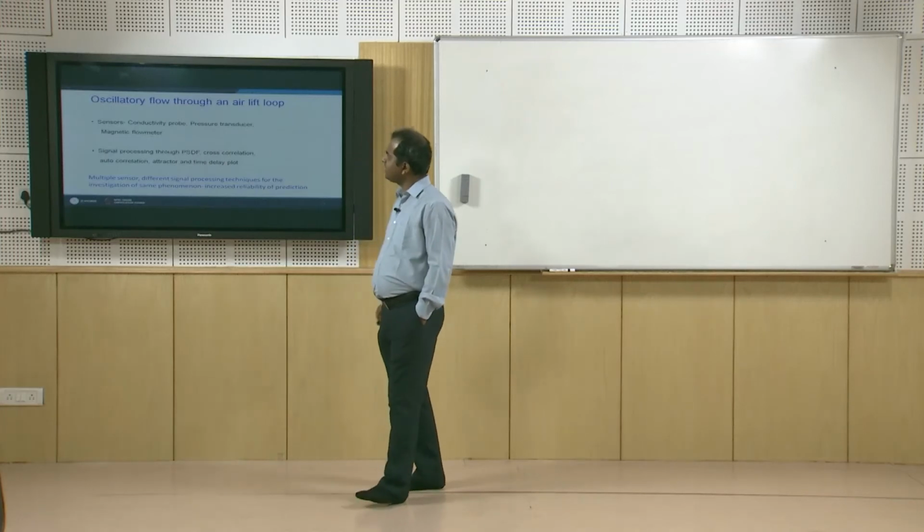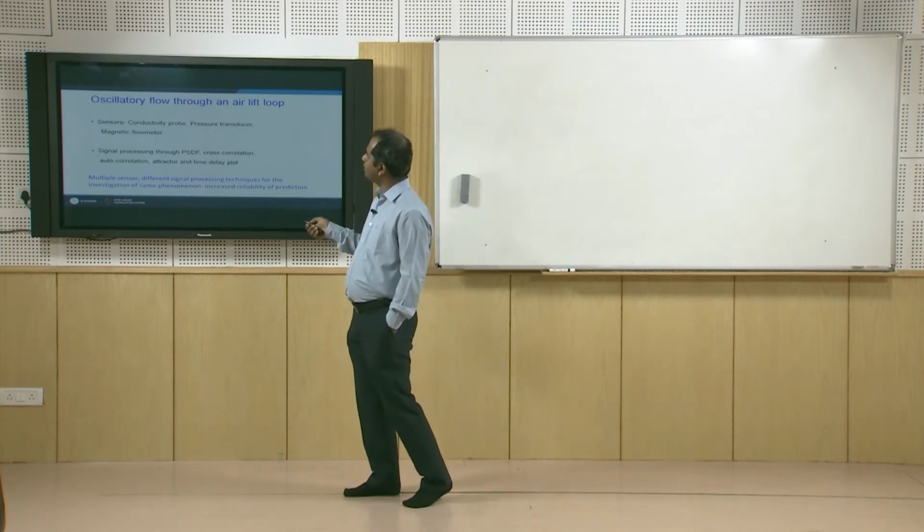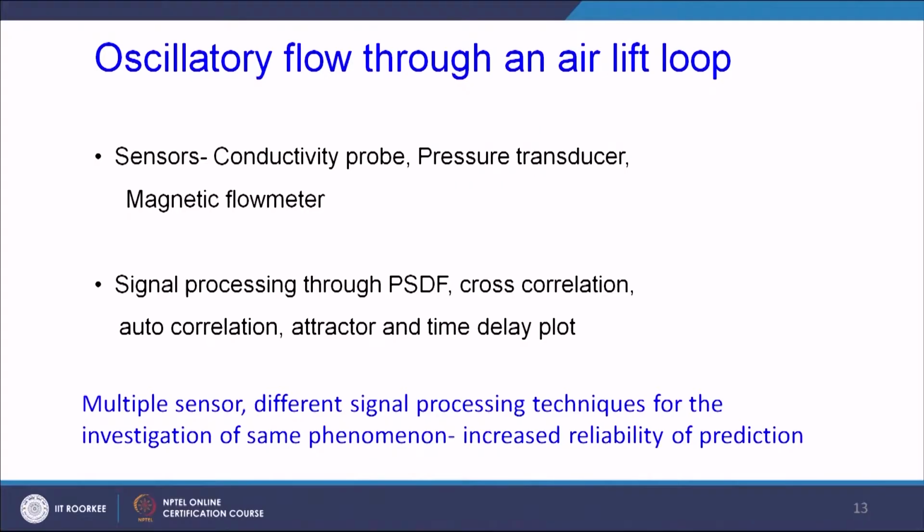Next, let us see a new type of methodology where we will try to find the oscillatory flow through an airlift loop. In this experiment we will be using conductivity probe signals, pressure transducers and magnetic flow meters. For signal processing we will be using the power spectral density function, cross correlation, auto correlation, attractor and time delay plot.